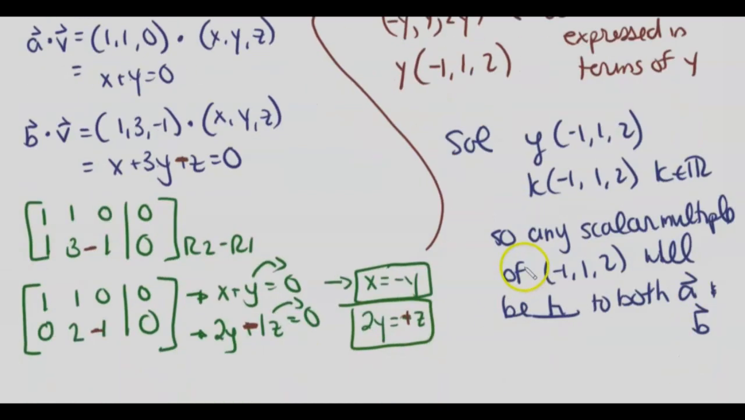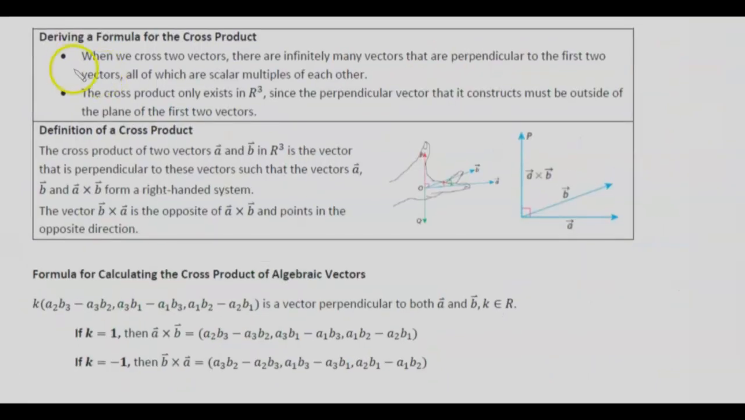Now we're going to introduce the equation for the cross product. So, deriving the formula for the cross product. When we cross two vectors, there are infinitely many vectors that are perpendicular to the first two vectors, all of which are scalar multiples of each other. The cross product only exists in R cubed, since the perpendicular vector that it constructs must be outside of the plane of the first two vectors.